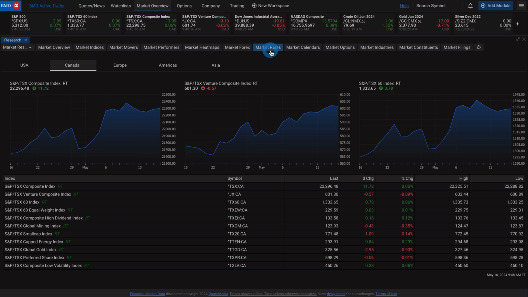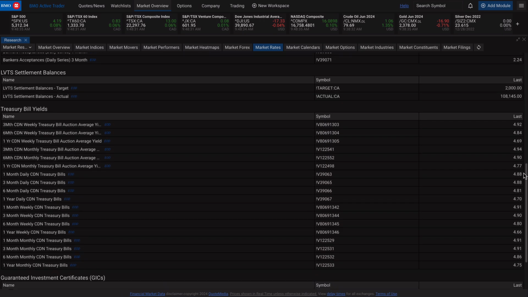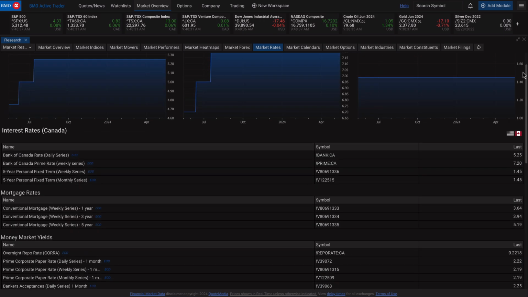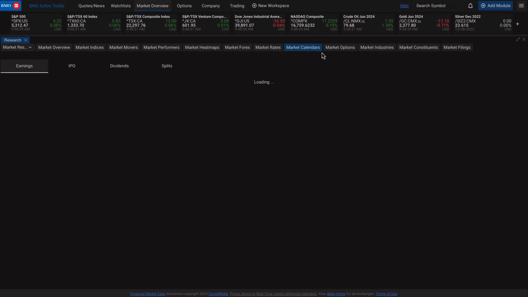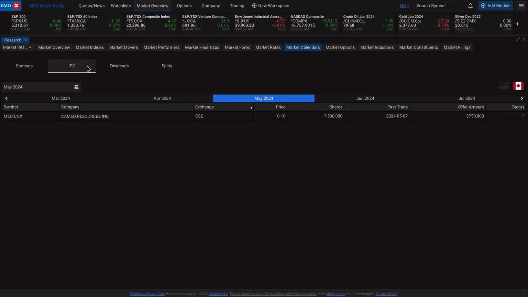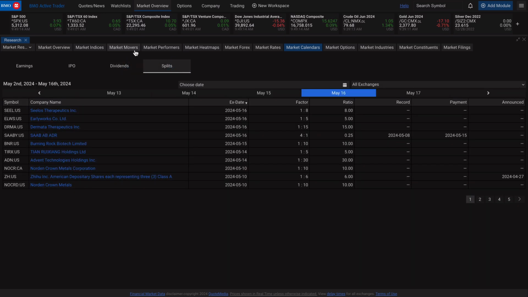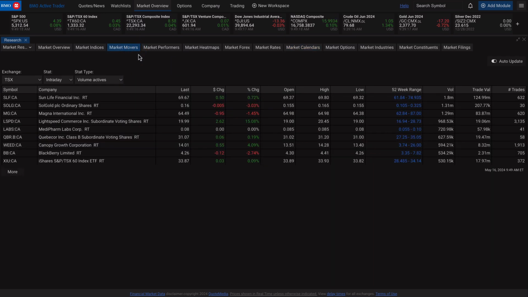The Market Rates tab shows you the latest interest rates from the Bank of Canada, conventional mortgage rates, and Treasury bill yields, amongst others. Market calendars show you when certain companies and assets are announcing earnings, entering the market via an IPO, dispersing dividends, or issuing splits. Market Movers helps you find stocks that are seeing increased activity on various exchanges.